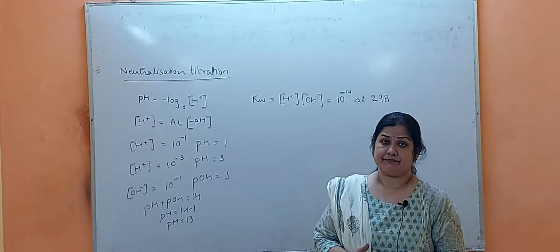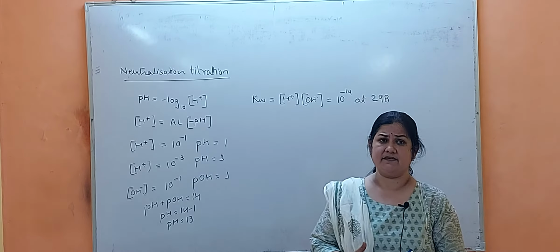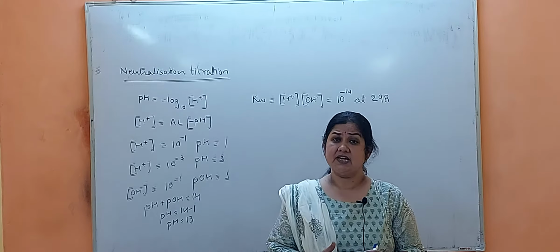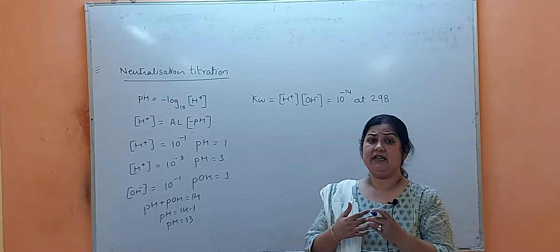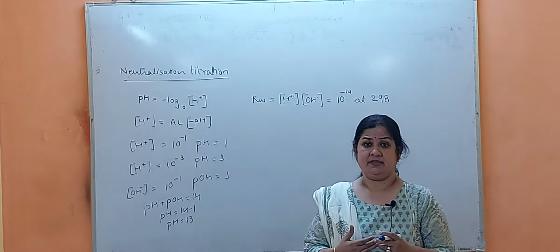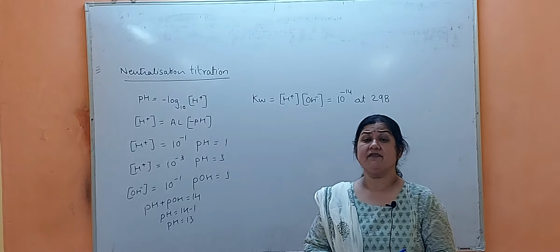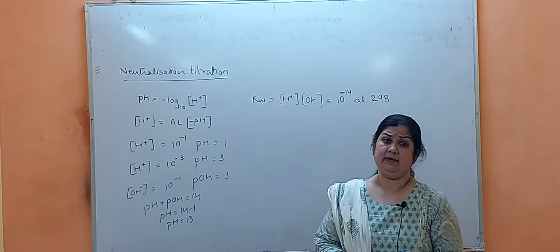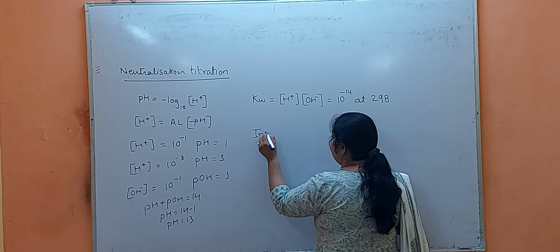Now one can use a suitable visible indicator which shows a change in color at the end point, and the change in color at the end point is very abrupt. So we can easily determine the endpoint. Now suppose a suitable indicator is not available, then we can go for the instrumental method to determine the endpoint.